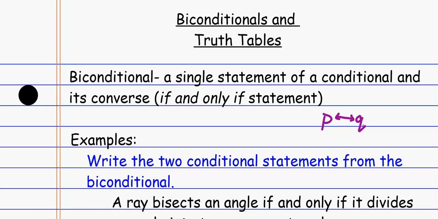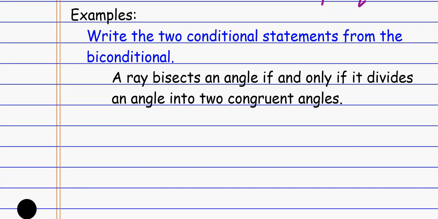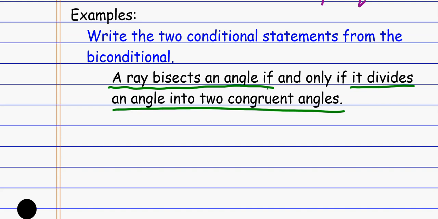Here's an example of a biconditional statement. It says, a ray bisects an angle if and only if it divides an angle into two congruent angles. So a ray bisects an angle if and only if it divides it into two congruent angles. What we want to do here is split this up into the two conditional statements it's telling us about. We still have the P and the Q. Here's P and here's Q.